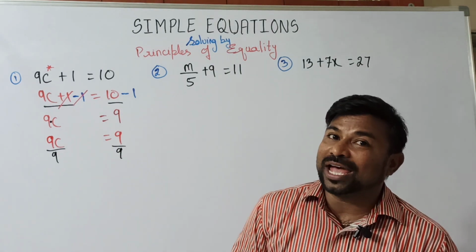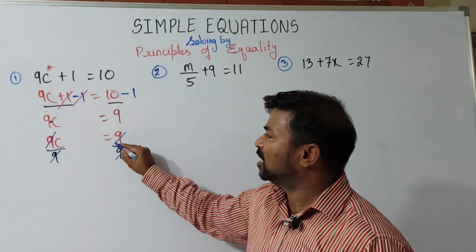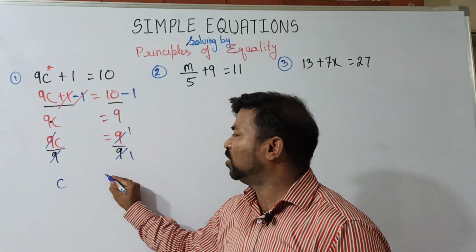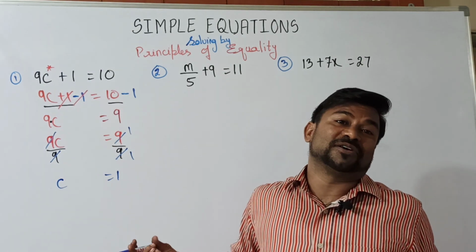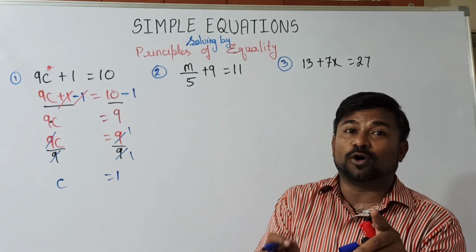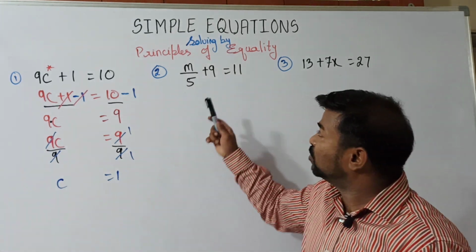Okay, so what will you get? We cancel this. 9 ones are 9, so c equals 1. This is how we are solving. We got the value of c. What is the method we have involved? The principle of equality. Now let's get back to one more question.